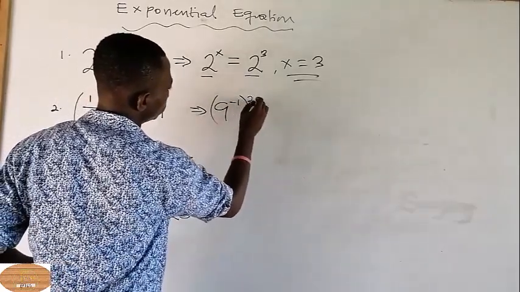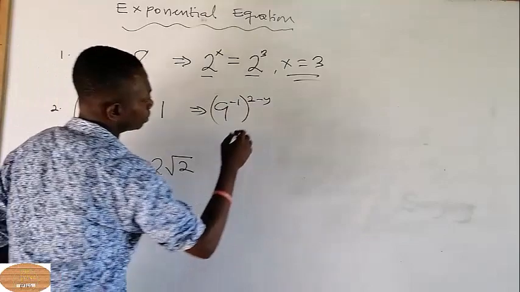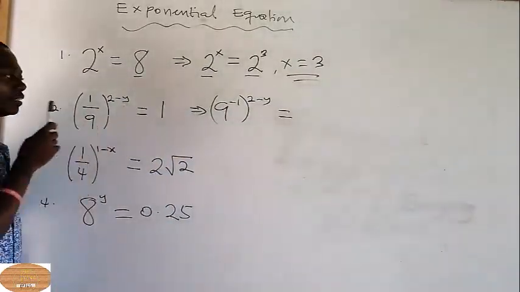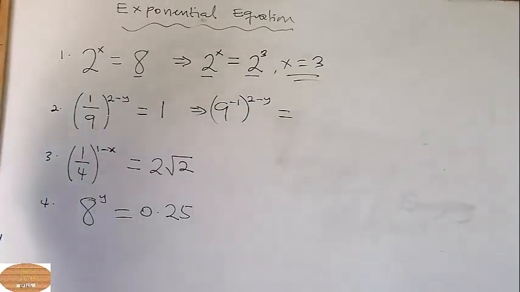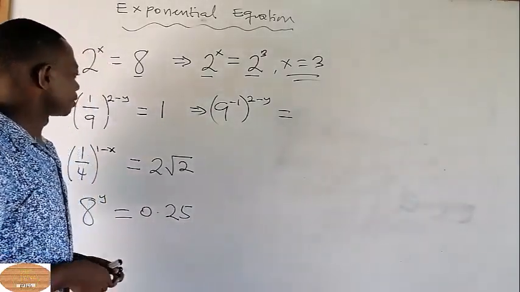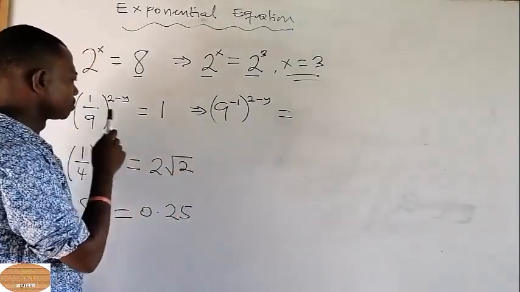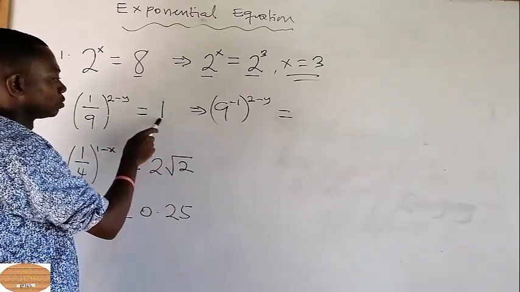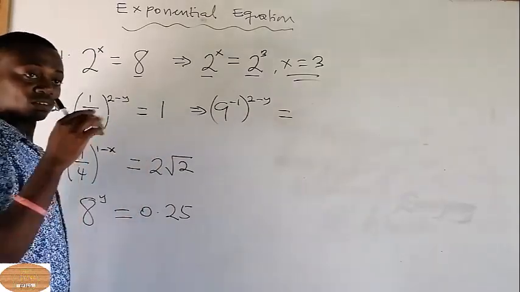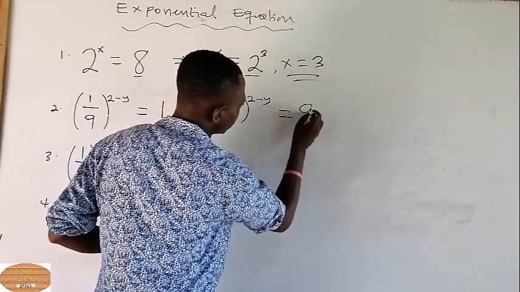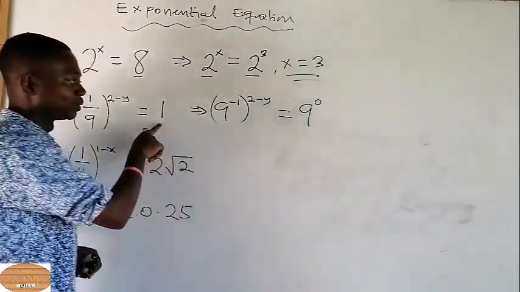Then my 2 minus y will come equals to. Now, this one, we also learned from the first lesson that any non-zero number to the power 0 is 1. So now that we have here to be 9, why don't we write this 1, let's say 9 to the power 0, so that it's equal to this one. Because any non-zero number to the power 0 is 1. So I can say 9 to the power 0, which is 1. So they are the same.